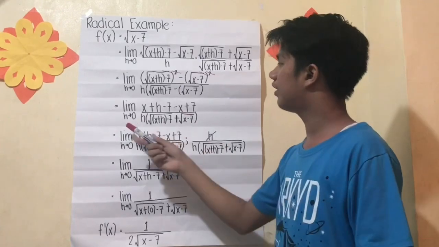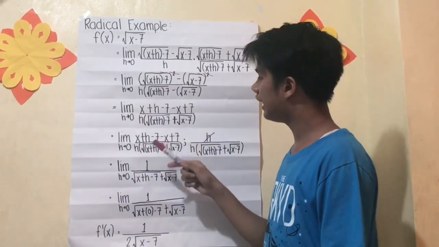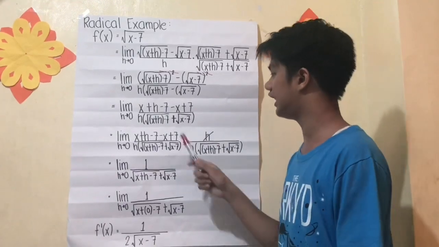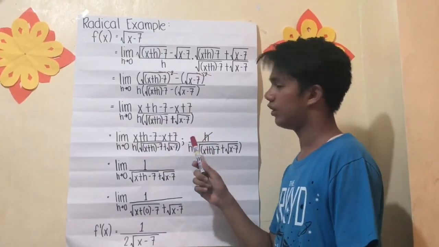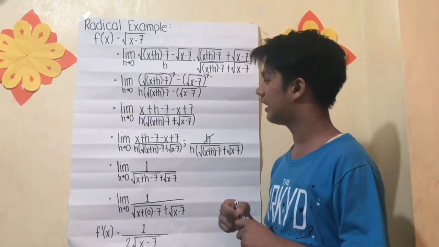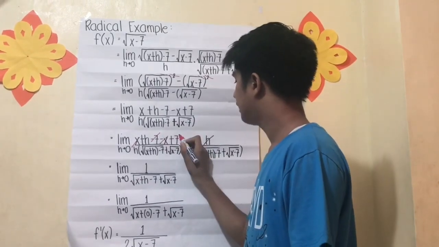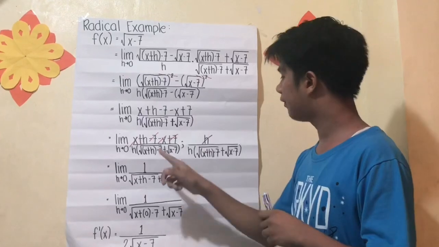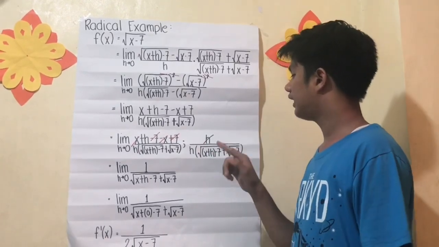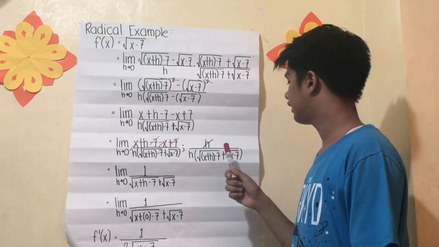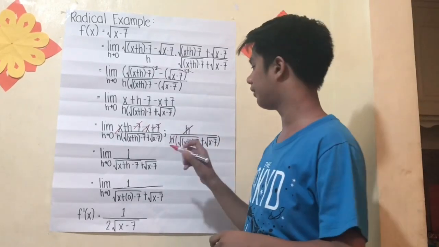After that, we can now have the limit of x plus h minus 7 minus x plus 7 over h times the quantity square root of x plus h minus 7 plus the square root of x minus 7 as h approaches 0. After that, we can now cancel the unlike terms. So we cancel x, negative 7, and positive 7. After that, we can now have the limit of h over h times the quantity square root of the quantity x plus h minus 7 plus the square root of x minus 7. After that, we can now cancel h because we have h in the denominator.